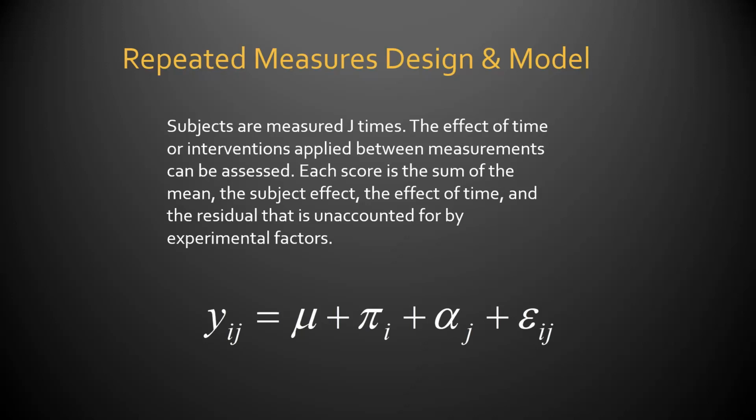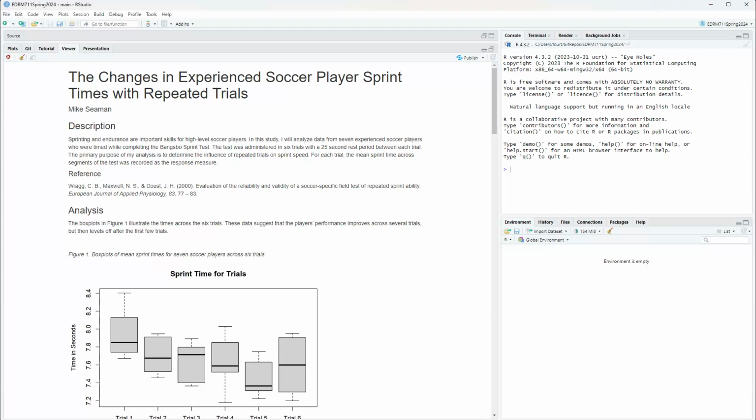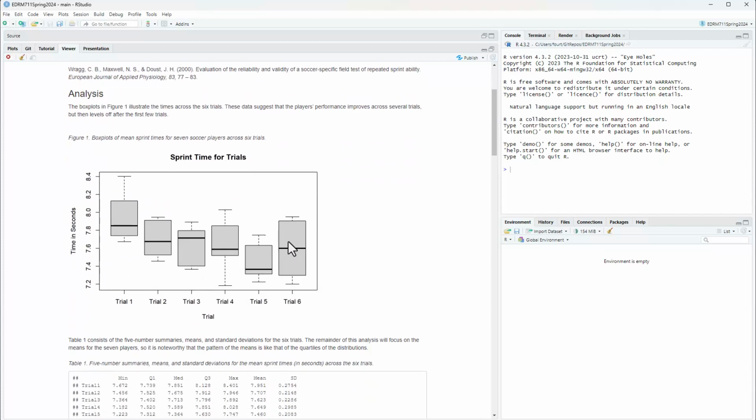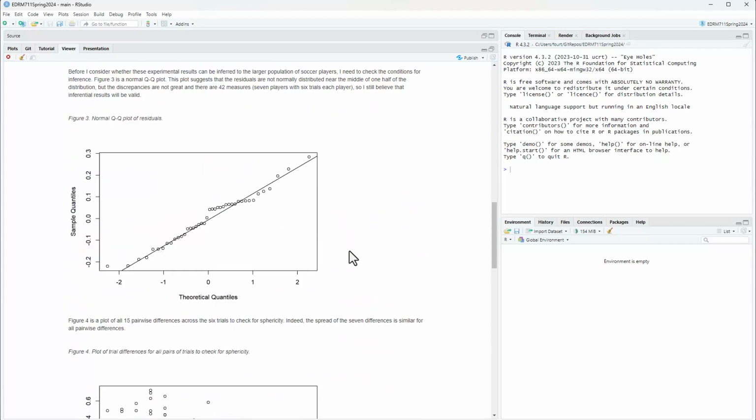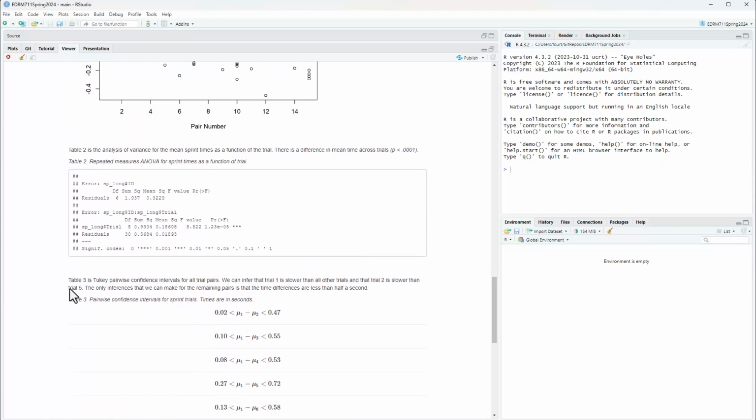So for this particular one, when I did this in a previous video, we were looking at soccer players and they were sprinting through an obstacle course as fast as they can. And you can see here from the box plot that we had 6 different trials for those soccer players. So when I come down and look at the factors down in the ANOVA table, we notice that we don't have an interaction even though we have 2 factors.